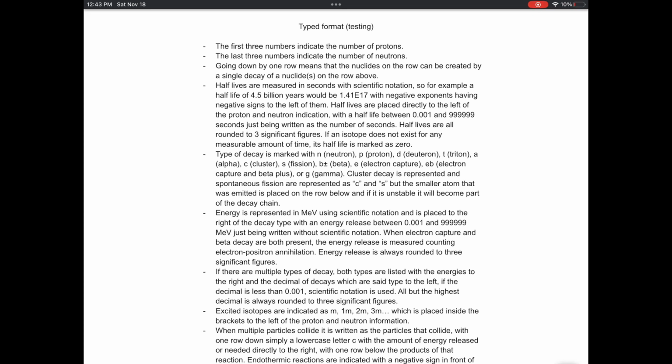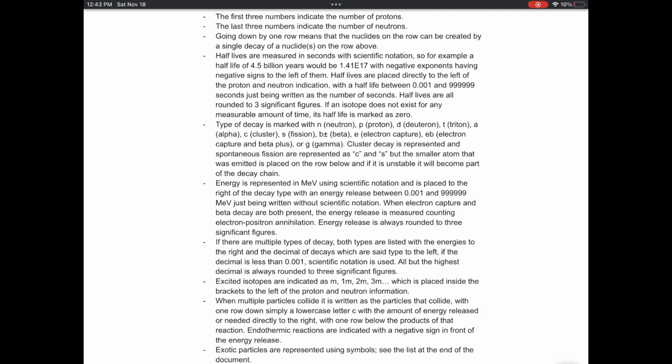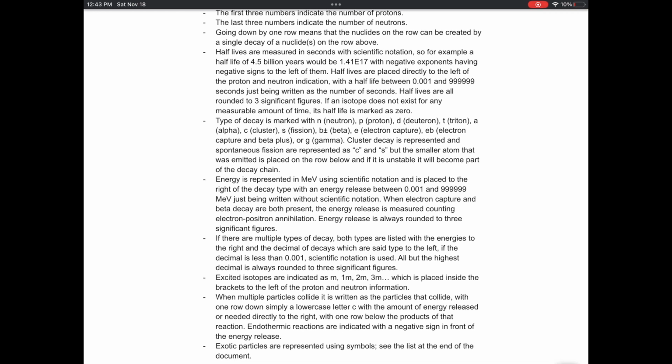Type of decay is marked with N neutron, P proton, D deuteron, T triton, A alpha, C cluster, S fission, B plus or minus beta, E electron capture, and EB is electron capture and beta plus. That can both happen. And G is gamma. Cluster decay and spontaneous fission are represented as C and S, but the smaller atom that was emitted is placed on the row below, and if it is unstable, it will become part of the decay chain.